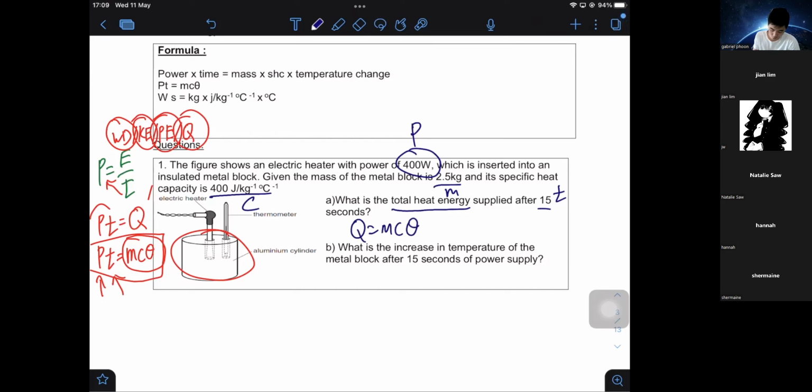But if you were to use MCθ, you have the M, you have the C, but you do not have the change in temperature, meaning this formula is going to be invalid, right? So instead, what do I do?